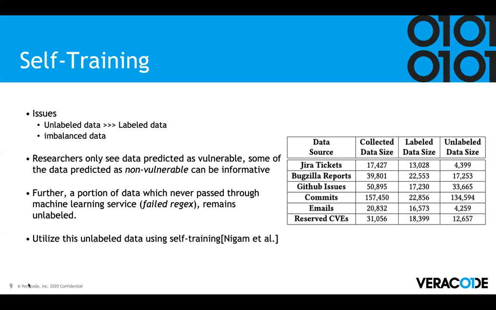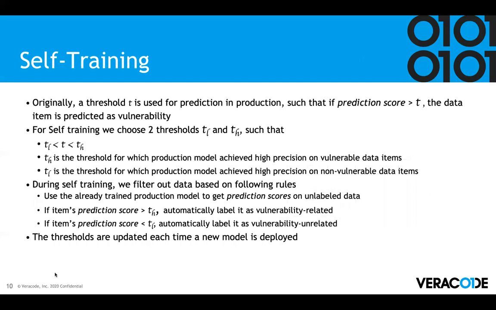And based on some academic research that we did, self-training is something that we found to be most useful for our case. How does self-training work? So originally, in the work presented in FSC 2017 by Zhao et al., we just had one machine learning model in prediction, which will give you a prediction score for a data item. And if it is greater than a threshold, the data would be predicted as a vulnerability.